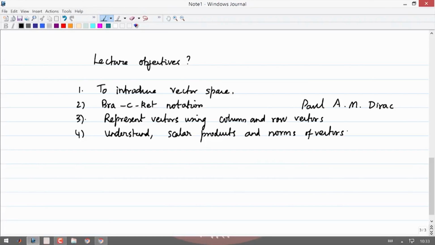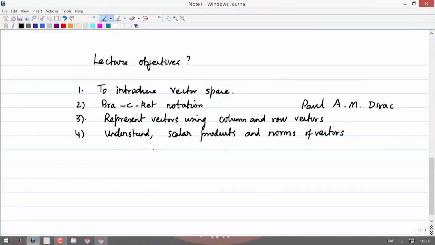The sequel to this lecture will then represent the operators using matrices and will also give you a representation of the operators using what are known as the basis operator matrices and so on. Here in this lecture we will see the vectors being represented by row vectors and column vectors.